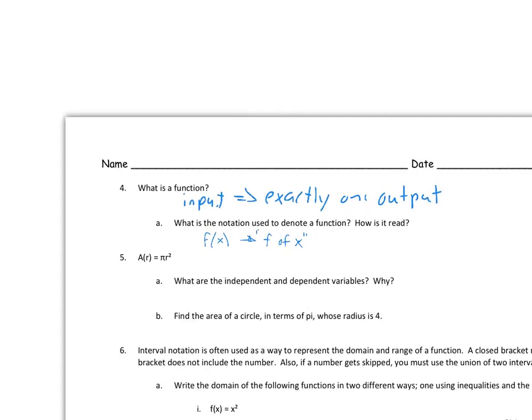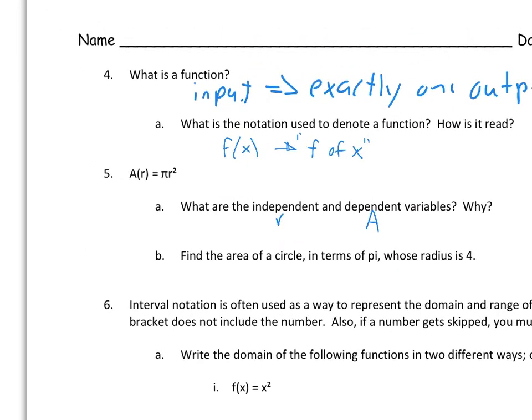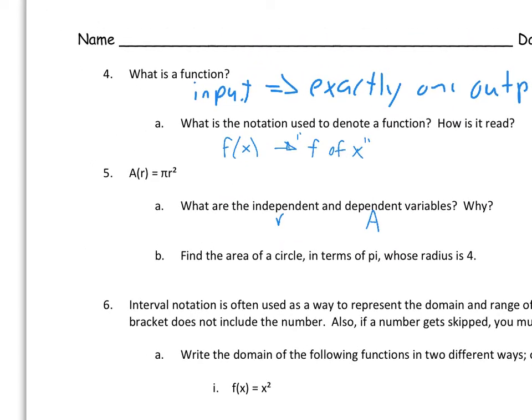Okay, then you have the independent and dependent variables. In this case, r is our independent variable, because right here you see we have a as a function of r. The area is a function of the radius. So r is independent, a is dependent, which means the area depends on the radius. And that is the y. I'm not going to write that. Find the area of the circle in terms of pi whose radius is 4. So what it's really asking us to find or evaluate is a of 4. So that's just going to be 4 squared times pi, which is 16 pi.